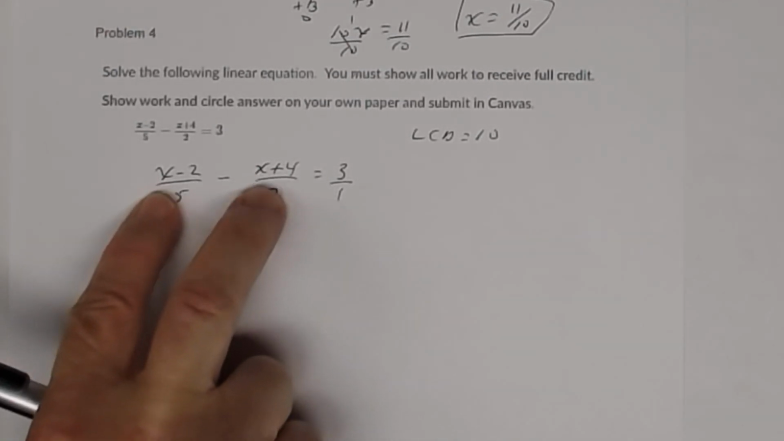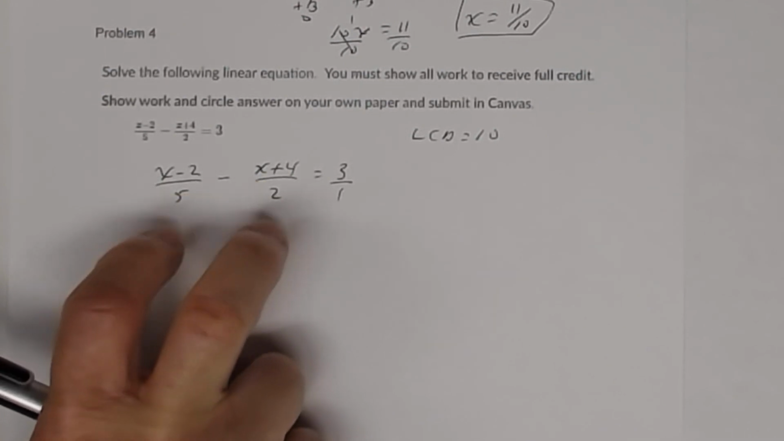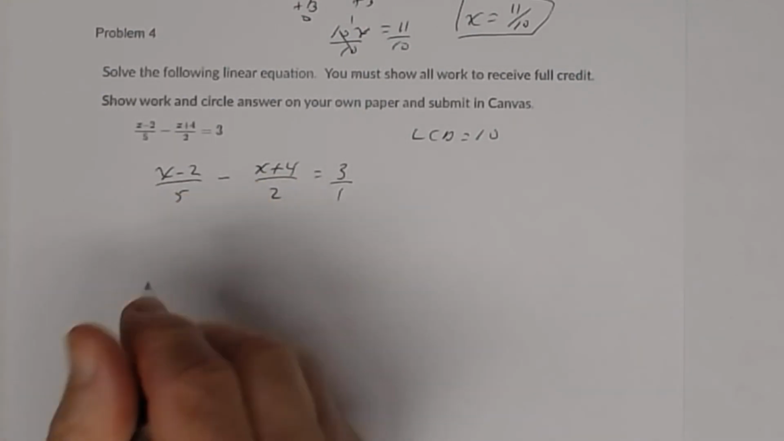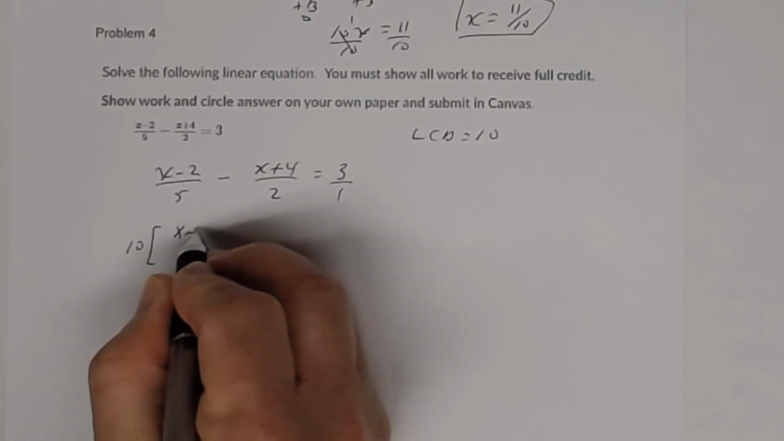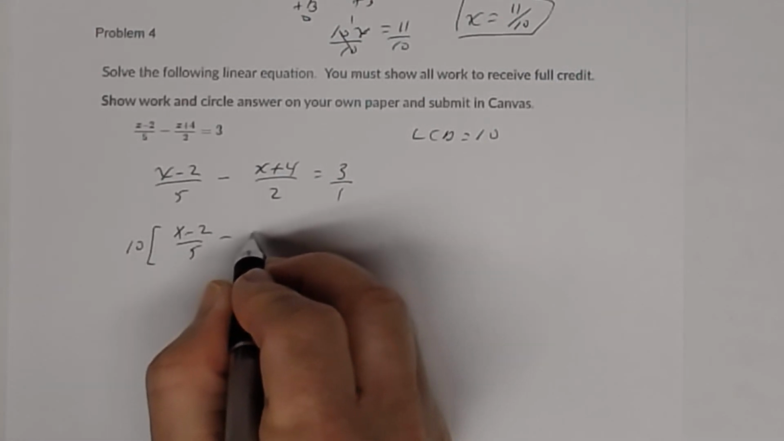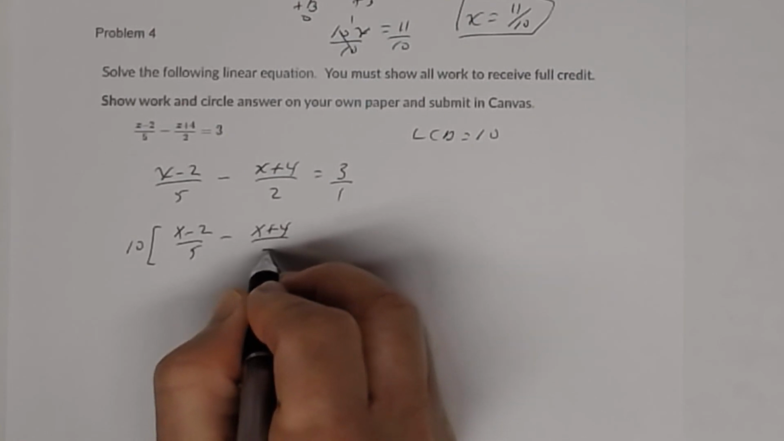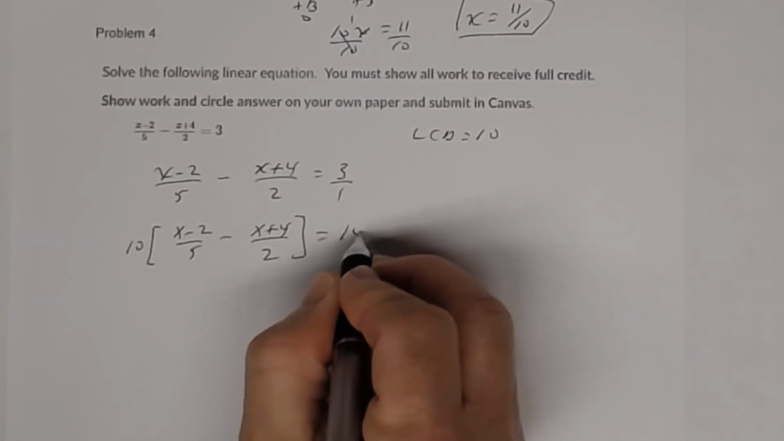Notice, on the left side, you have two fractions. So we're going to put that in brackets or parentheses, and we're going to multiply by 10. So I have 10 times (x minus 2) divided by 5 minus (x plus 4) divided by 2 equals, and then 10 times 3.